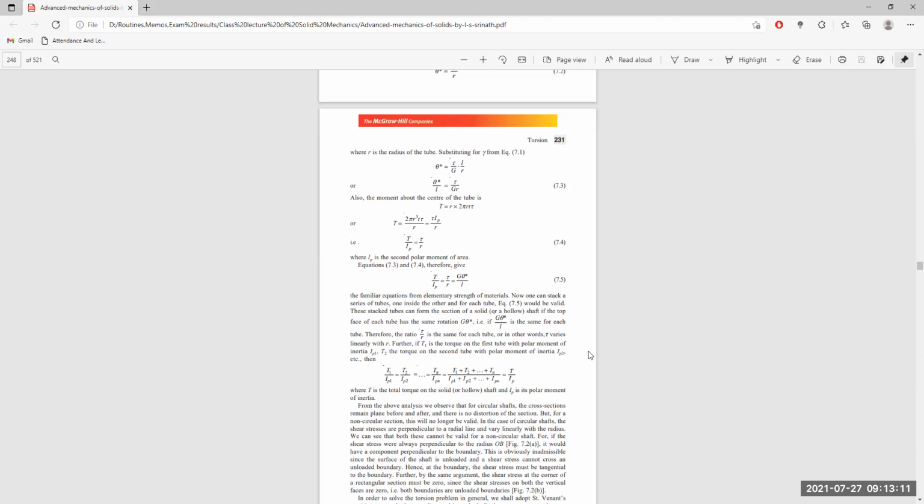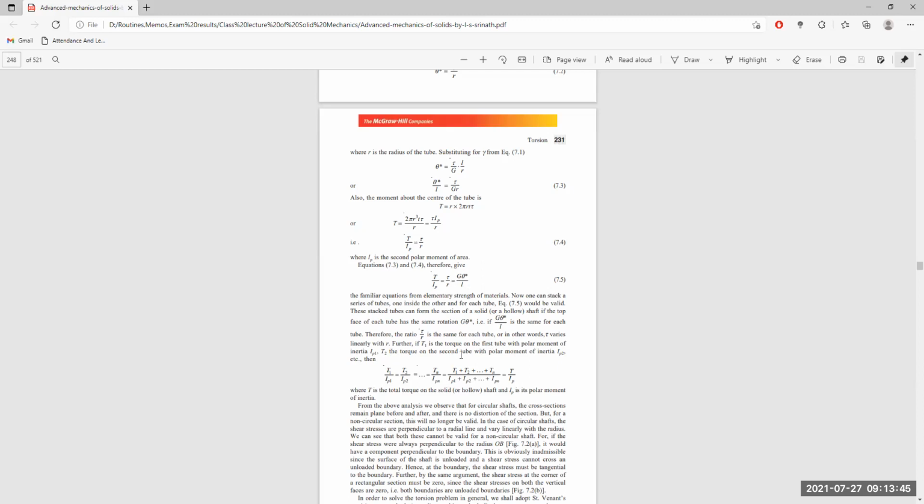So what we are saying is that each tube has the same rotation, theta. If you multiply it by G, G theta is the same for all of them. And if you divide G theta by L, because L is the length of each of them, that is also the same for all of them. So the ratio tau by R is also the same for all of them. In other words, tau varies linearly with R itself.